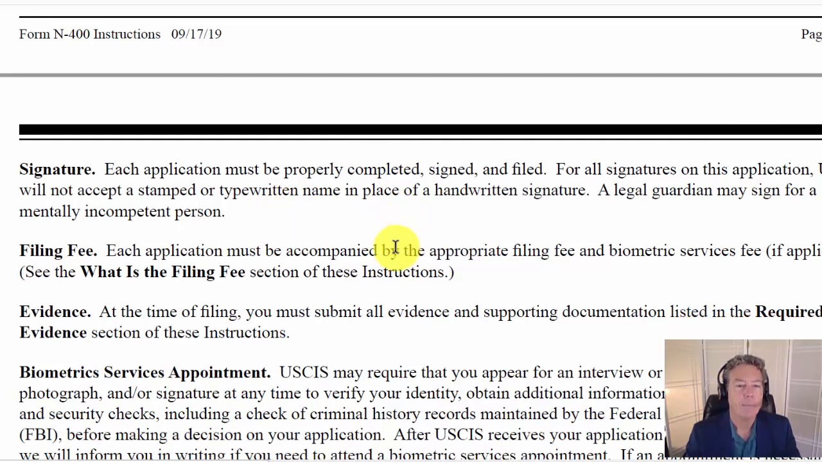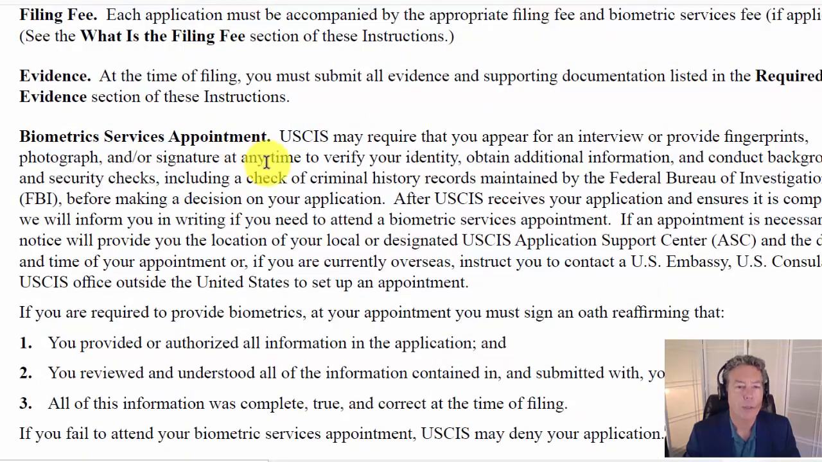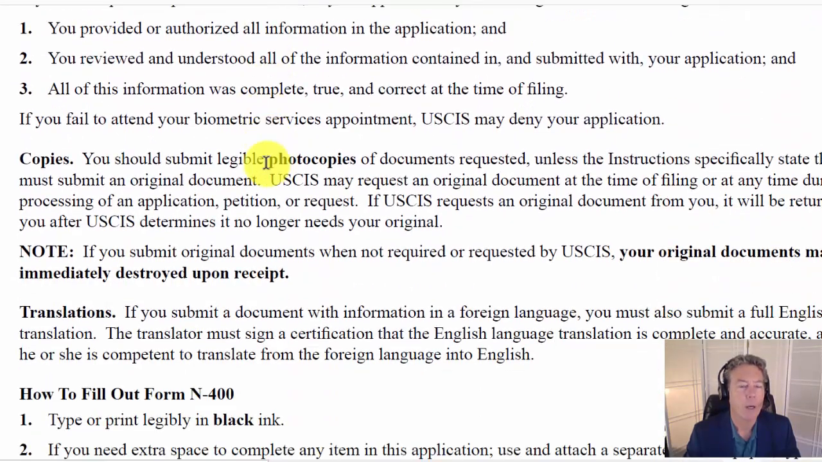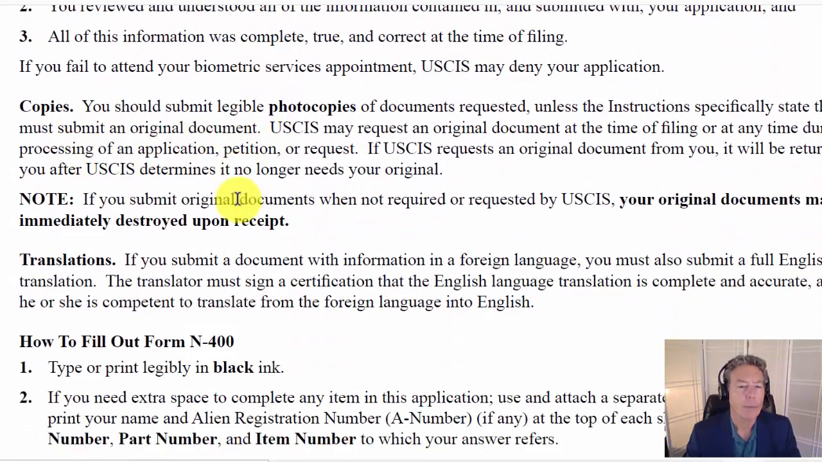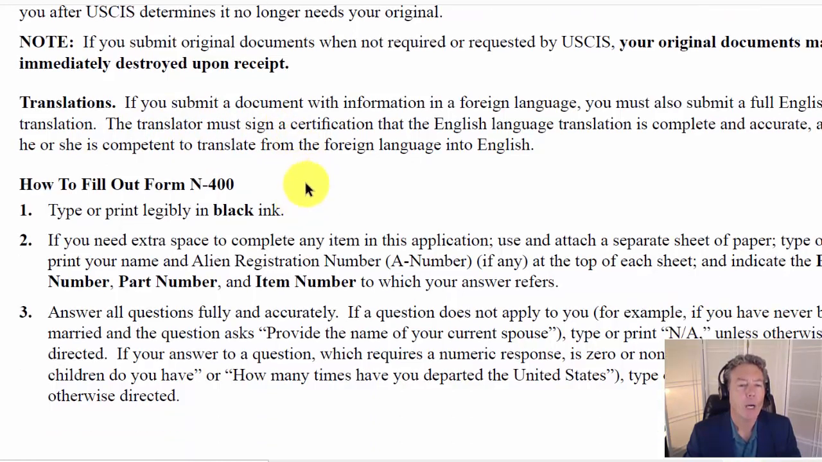The filing fee, the evidence we're talking about, we went through the documents already. Biometric service appointment, you're going to have one of those. Copies, you're going to use photocopies. Translations, yeah, you need a translation for a foreign language document for sure. And how to fill out the N400: type or print legibly in black ink.